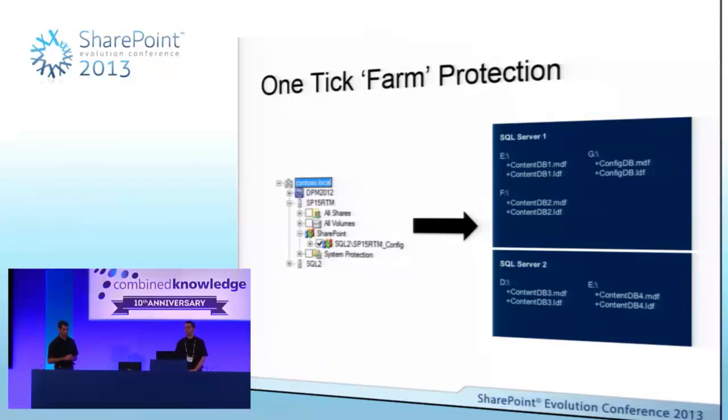Exactly. It's probably also worth mentioning here that we have this one-tick farm protection. You can see in this example as well that we have a SQL server listed there, SQL 2, and you could expand that node out and attempt to protect additional databases. However, the DPM server here wouldn't allow you to select content databases that are already protected by the SharePoint farm that has been selected there. So if you were to add additional service application databases, for example, you would be allowed to do that because they aren't covered by the farm protection that's created here. We'll show you that in a demo in a minute as well.